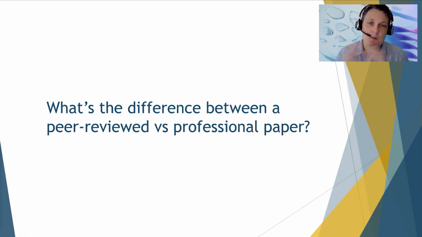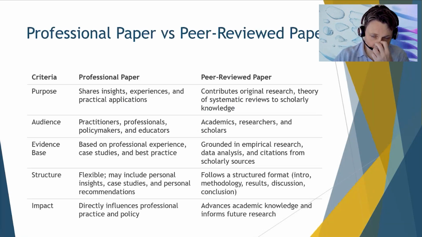So I wanted to start by, before we dig into what a professional paper is, I think it's really about understanding what it is and what it's not. And it's often the first question people ask. And I wanted to say that there isn't really necessarily a black and white answer to this, but here are some broad differences between the two. The first key difference, I think, between a professional paper and a peer-reviewed paper sits within the purpose of the paper.